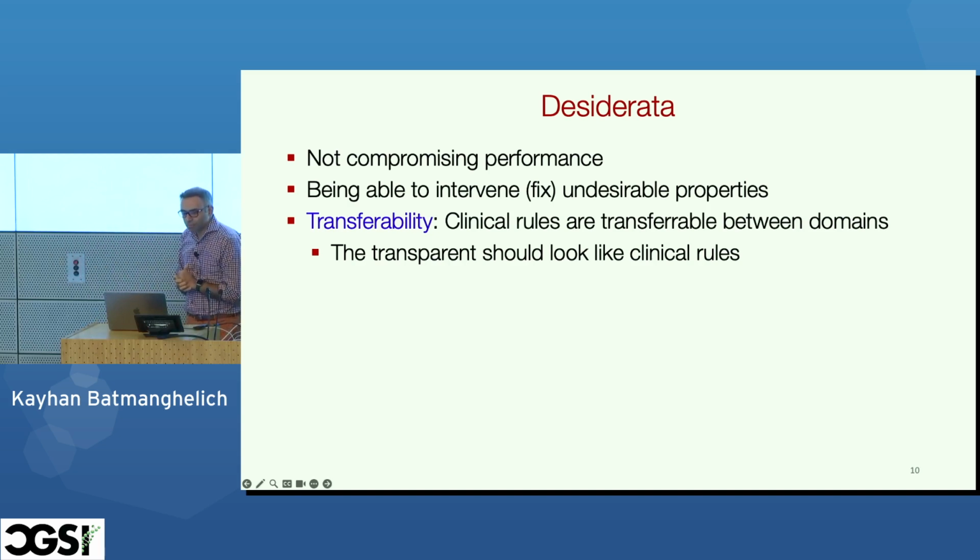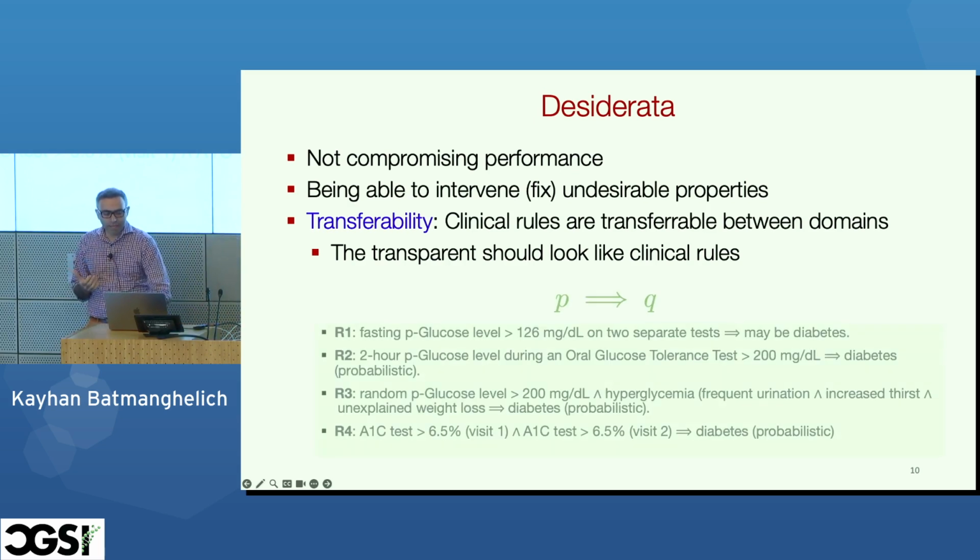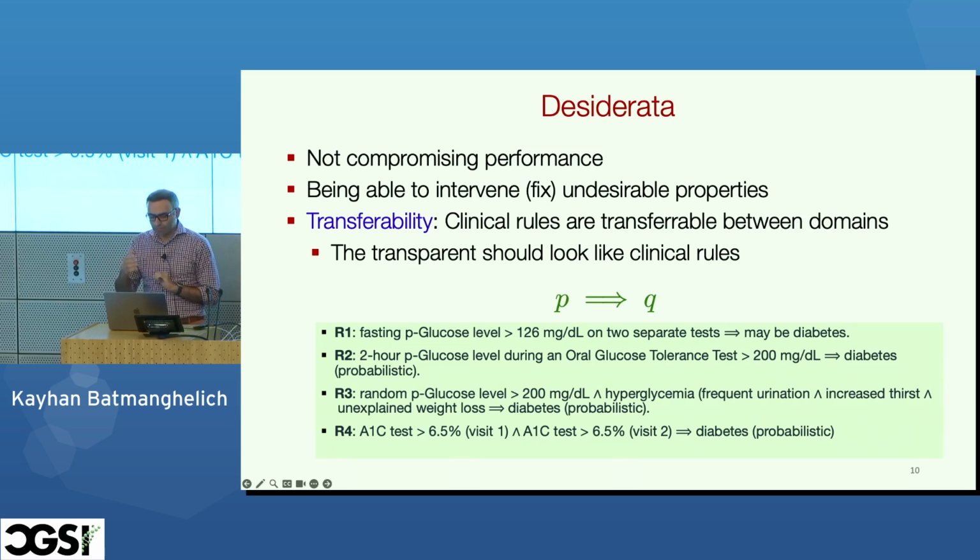So, what do we mean by rules? Let me give you an example. For diabetes, one rule may say that if the A1C test is more than 6.5% in the first and second visit, it might be diabetes. The second rule might say that if random plasma glucose level is more than 200 and there is hyperglycemia, which is frequent urination, increase in thirst, and unexpected weight loss, it might be diabetes.